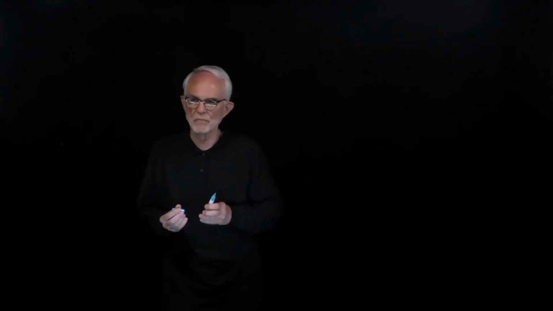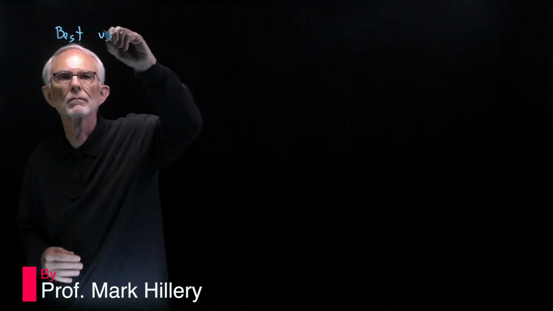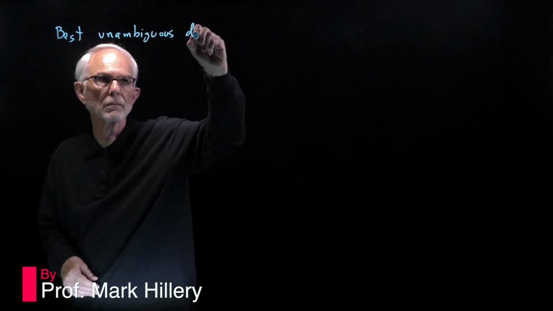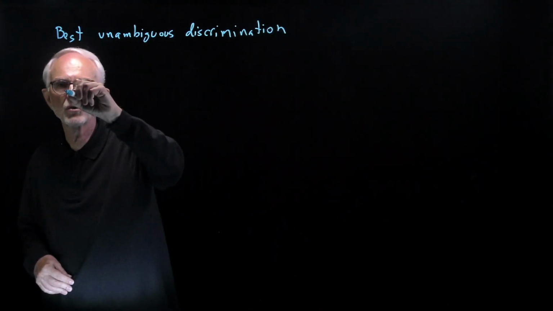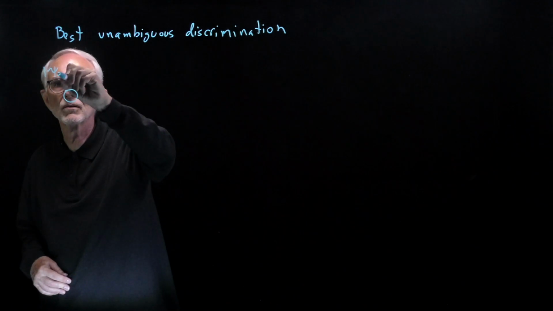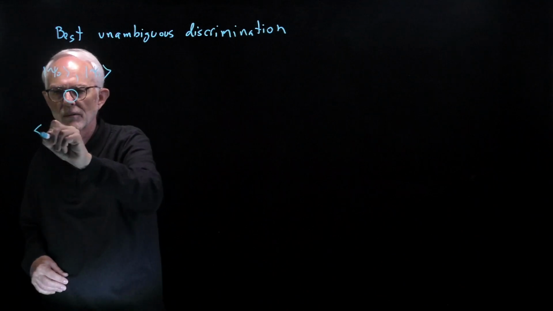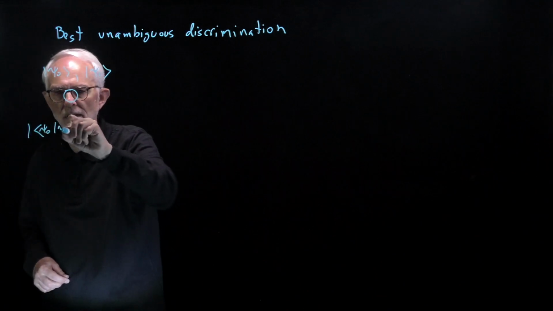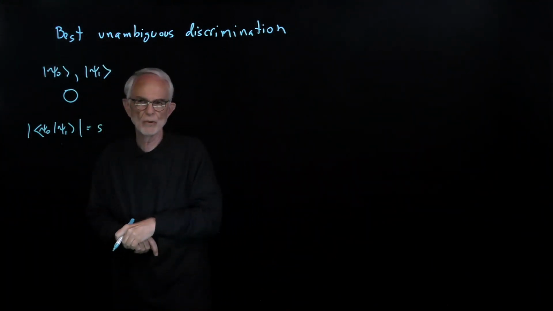Now we're going to go to the more sophisticated scenario where I can actually detect both states with the best failure probability. So I have my qubit over here, either psi0 or psi1, and I'm going to have that the overlap <psi0|psi1> equals S. So that's going to be the overlap between them.